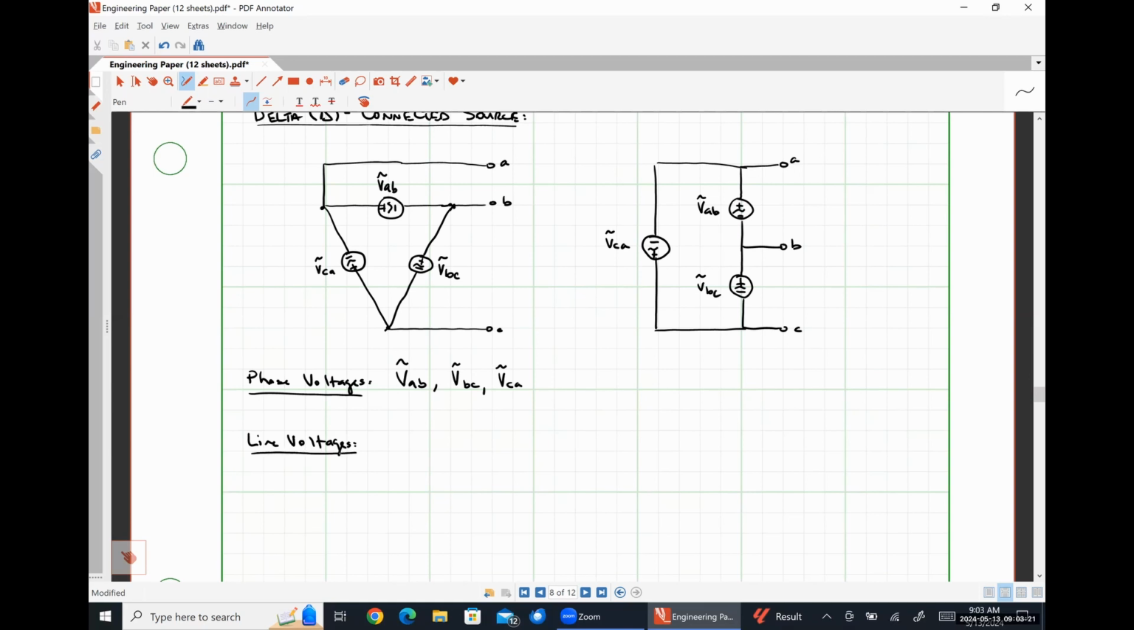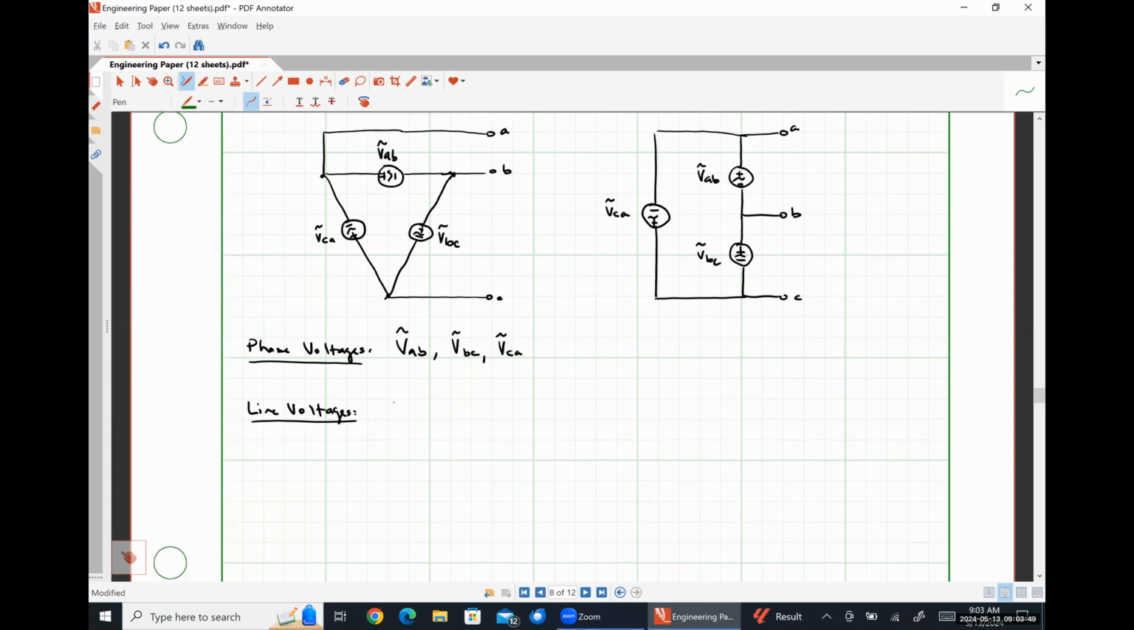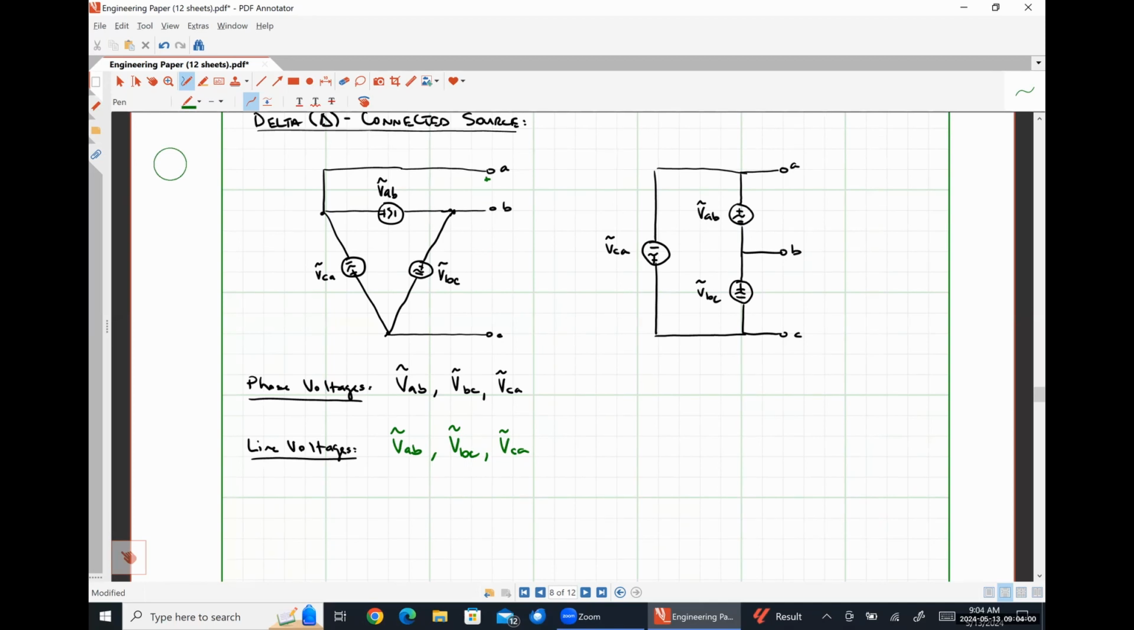So now let's talk about our line voltages. Just to reiterate what we learned 10 minutes ago tops, a line voltage is nothing more than the voltage drop measured between the transmission line terminals of our source. Okay? So what should our line voltages be here? They are literally the exact same thing as our phase voltages. So I can draw them on here like so.